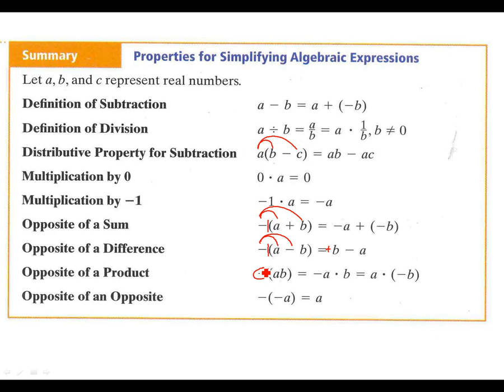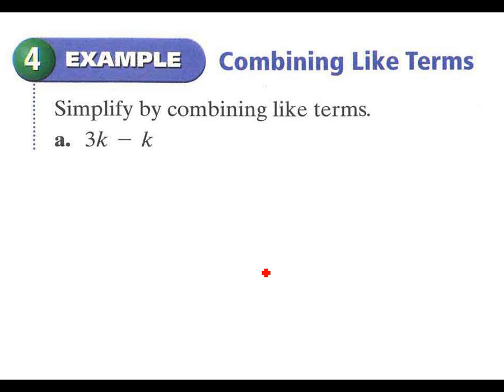All right, so this should be a review from algebra, but we need to bring this back. Haven't seen it in a while maybe. So let's go ahead and use these. Let's simplify by combining some like terms. So we can just combine these. 3k minus k. What's in front of this k? There's a 1 right there. So since they're like terms, a k with a k, we're going to go 3 minus 1 and get 2, and we keep the k in front of it.